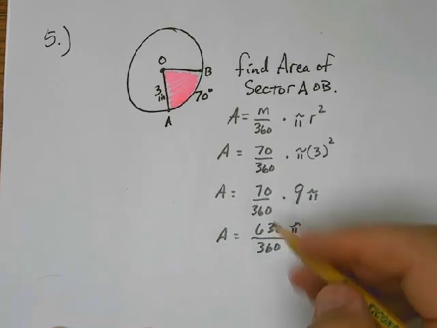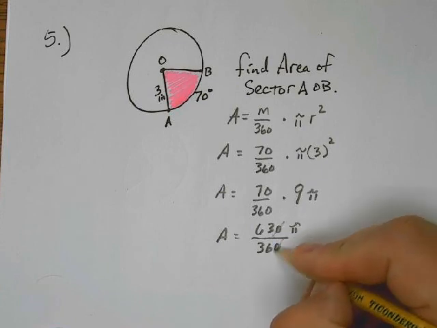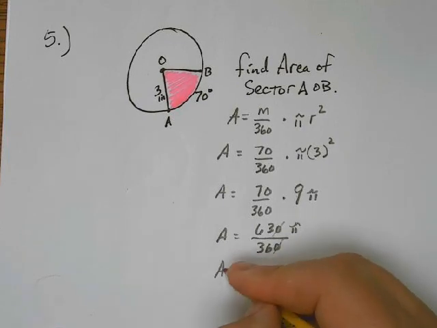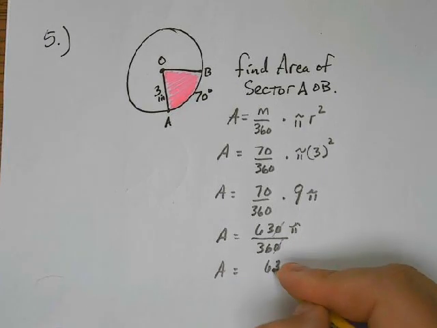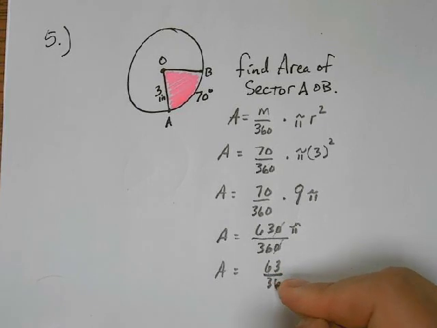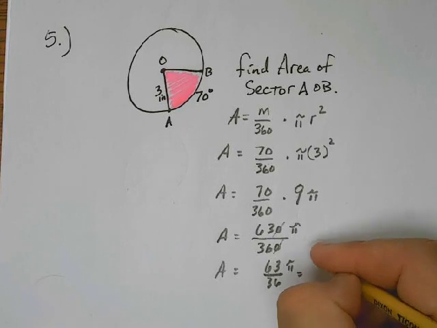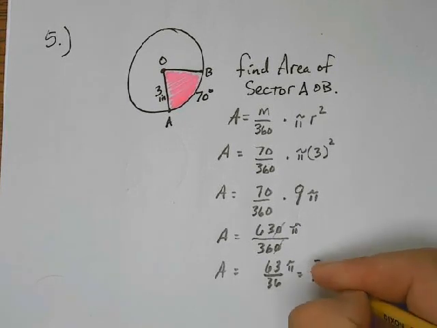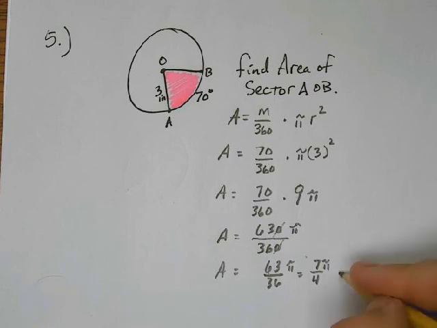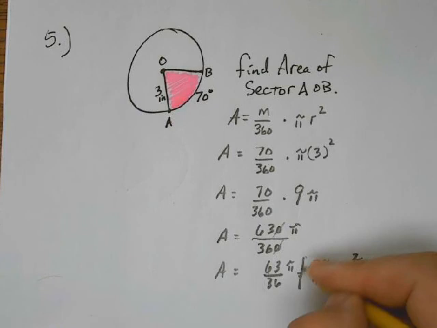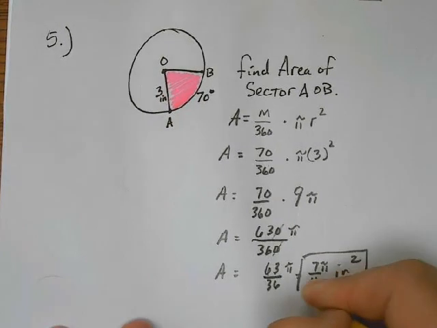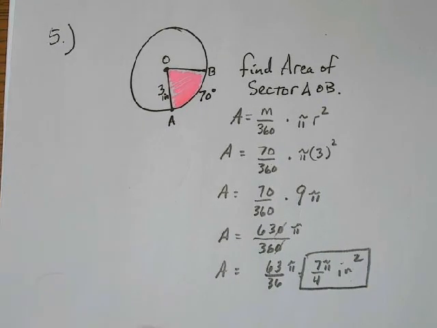All right, let's reduce. 63 over 36. Are both of those divisible by 9? Yeah. And what do we get? 7 over 4. 7 pi over 4 inches squared.